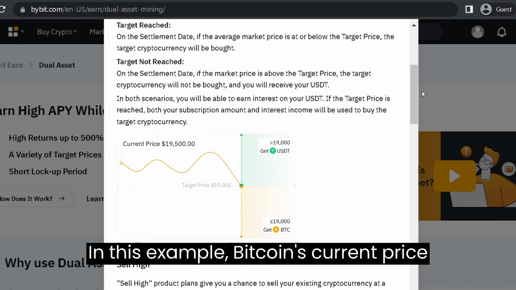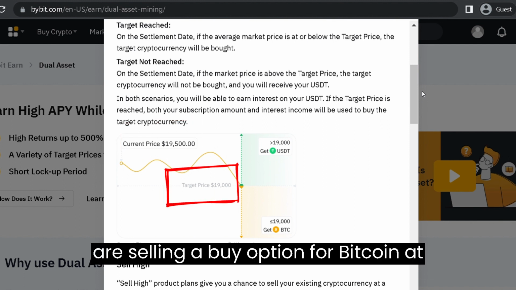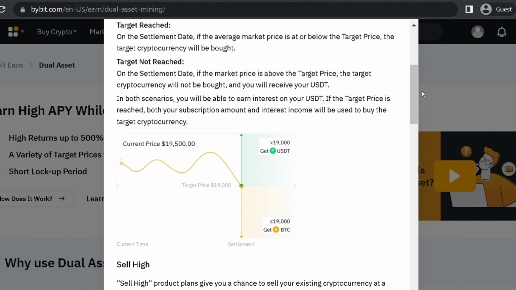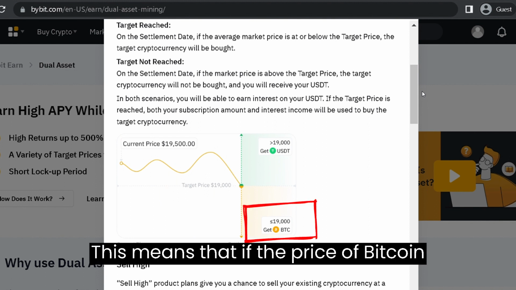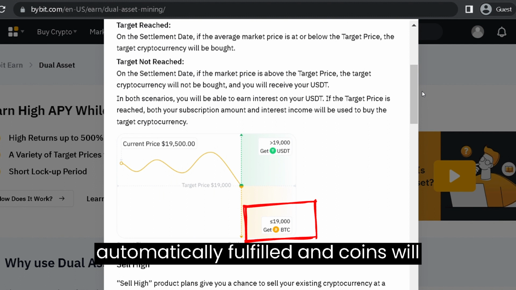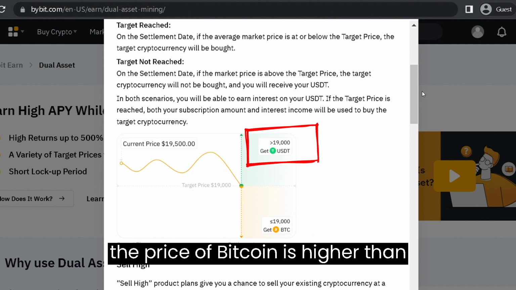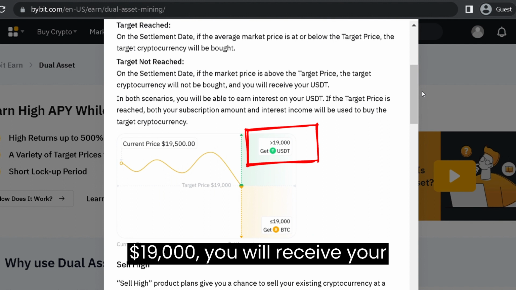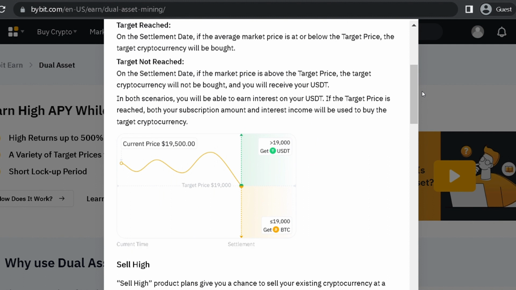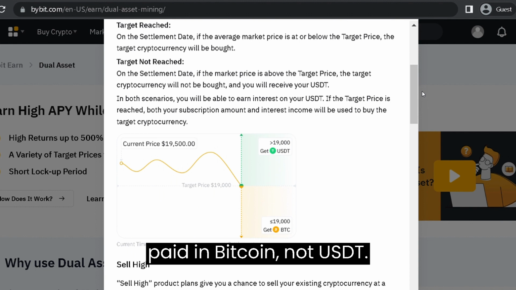In this example, Bitcoin's current price is $19,500. And you are selling a buy option for Bitcoin at $19,000. This means that if the price of Bitcoin is at or below $19,000 on the settlement date, your order will be automatically fulfilled and coins will be bought. On the other hand, if the price of Bitcoin is higher than $19,000, you will receive your USDT back. Note that you will receive interest in both cases. However, if the target price is at or below $19,000, your interest will be paid in Bitcoin, not USDT.